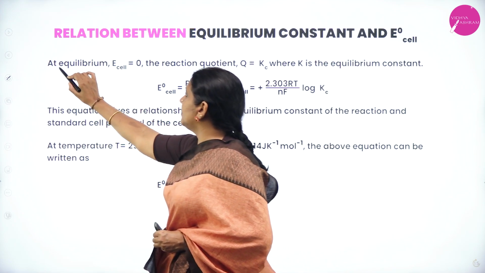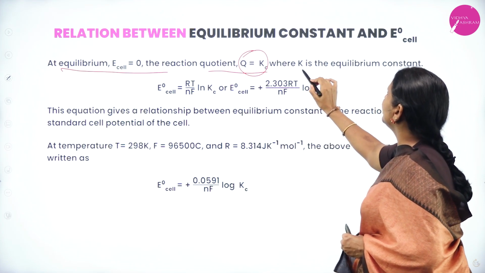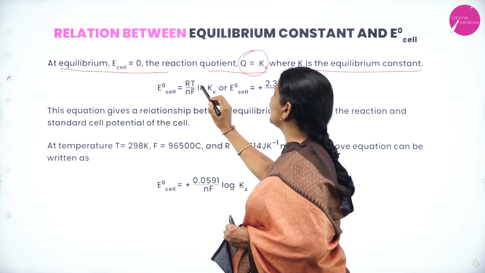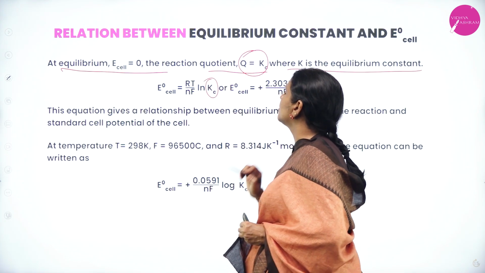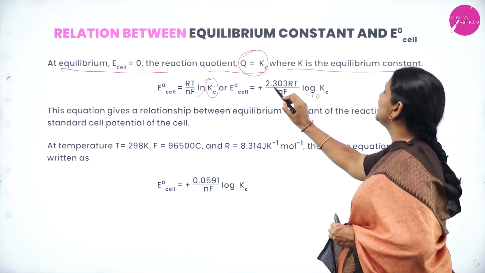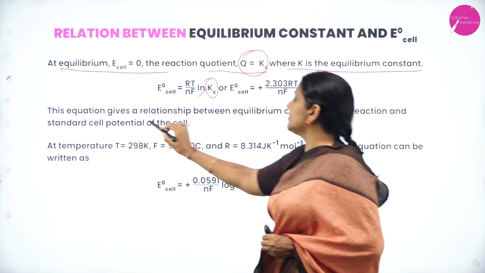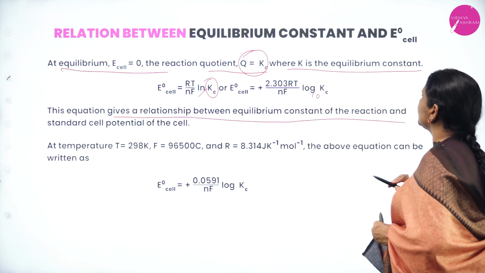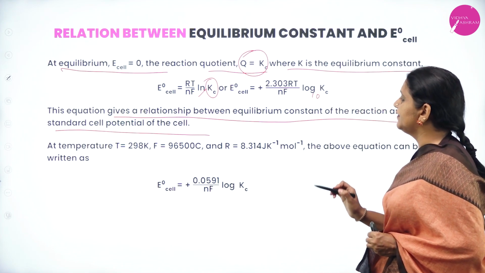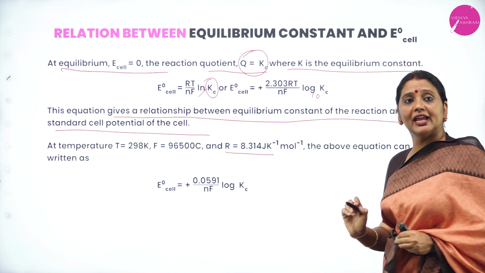At equilibrium, when E cell is equal to 0, the reaction quotient Q becomes what? Kc, where Kc is the equilibrium constant. Therefore, E naught cell is equal to RT by nF log natural Kc. Instead of Q, you substitute Kc. If you convert log natural to log to the base 10, it is 2.303 RT by nF log to the base 10 Kc. This equation gives a relationship between the equilibrium constant and the standard cell potential, where the temperature is 298 Kelvin, 1 Faraday is equal to 96,500 coulomb, and R is equal to 8.314.